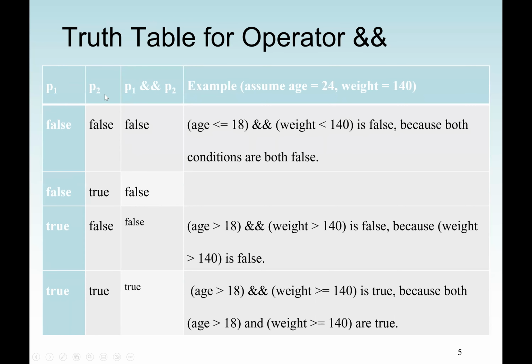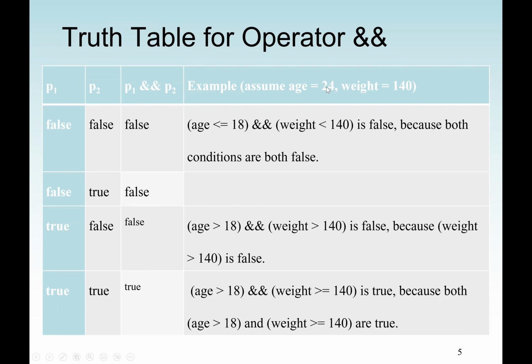So here we are going to say that we only get true if both conditions are true. It's kind of like a product. If one condition is false or both conditions are false, the output will be false. If both conditions are true, then the output will be true. The example given here is age is less than or equal to 18 and weight is less than 140. Here we say it's false because both conditions are false.